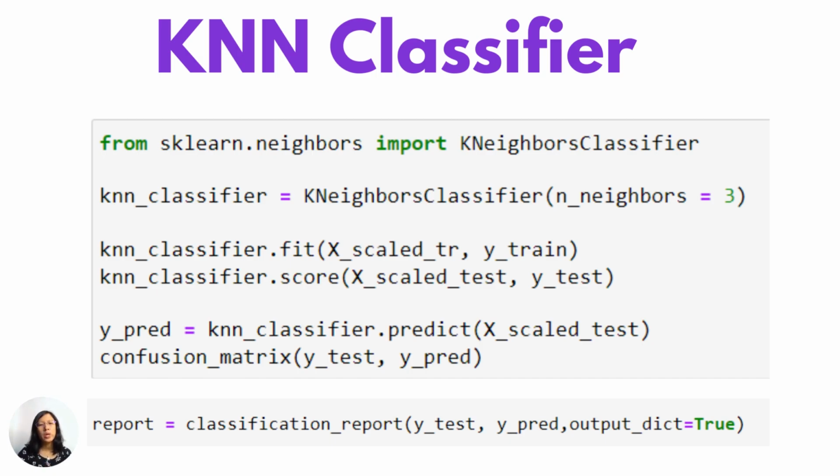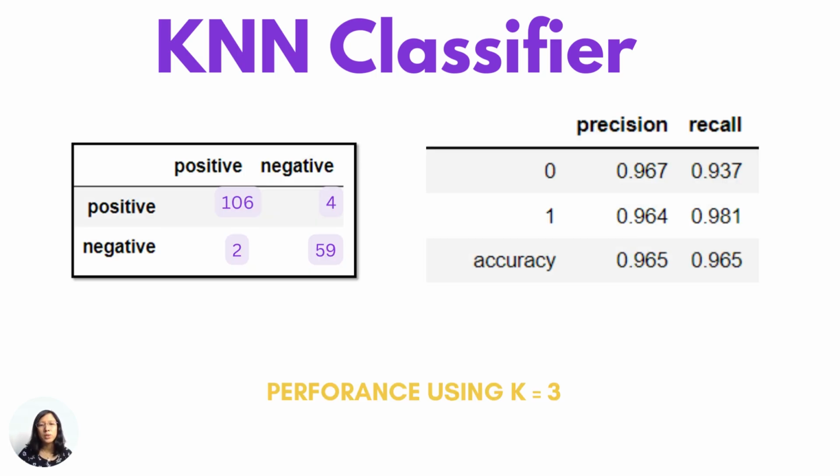Similar to logistic regression, we can use the confusion matrix and classification report from the sklearn metrics package to evaluate the performance of your KNN classifier. For this example, this is the result that we have. The KNN classifier has correctly classified 106 positive cases and 59 negative cases. We can see the accuracy is a bit lower compared to logistic regression. The performance of this KNN classifier can definitely be improved by tuning the hyperparameters k and distance measurements.